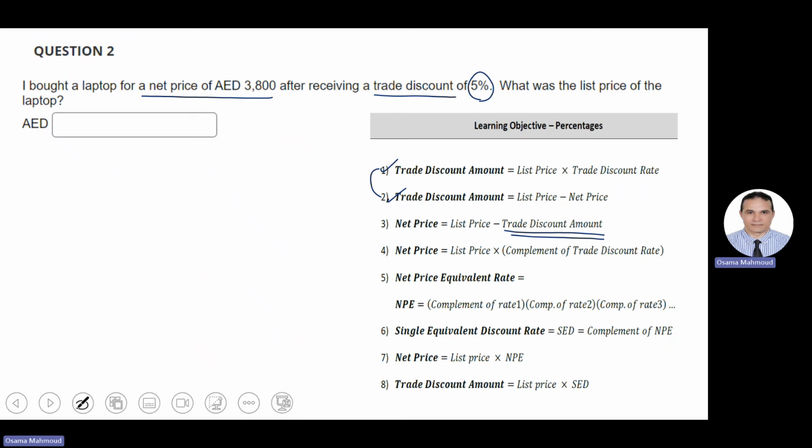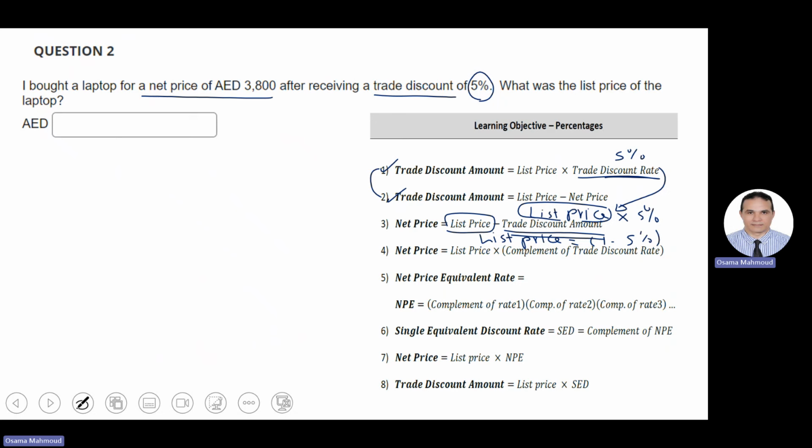The trade discount amount from this one is the list price minus the net price. I don't have the list price, I'm looking for the list price. So I'm using this one here. The trade discount amount is 5%, so multiply by 5%. Now, I have a common factor, list price here and list price here. If I take the list price as a common factor, it is equal to 1 minus the 5%.